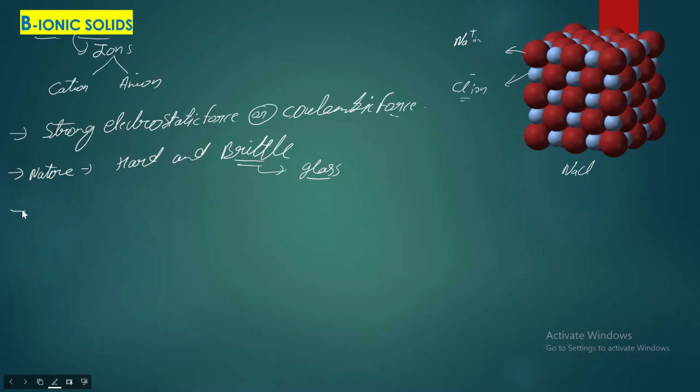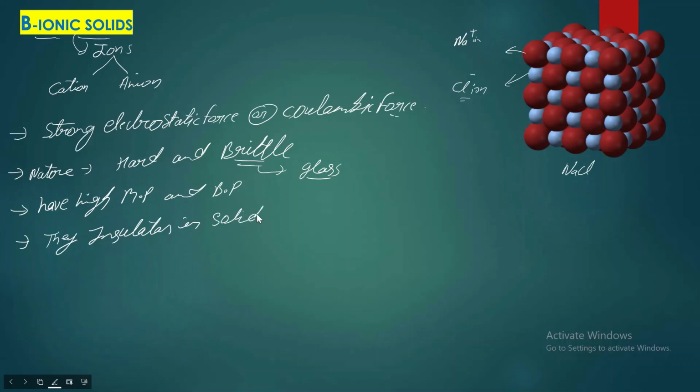Now the next property is they have a high melting point and boiling point. The next property is they are insulators in solid state. Ionic solids are insulators in solid state. They are unable to flow current in solid state. Why? Because there are no free electrons.